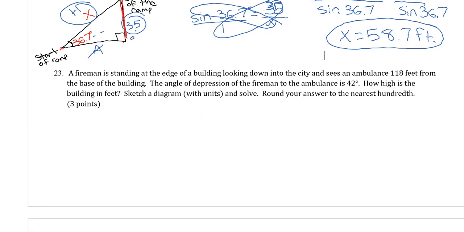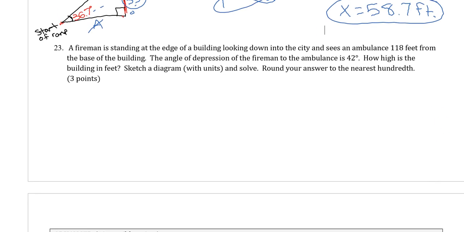A fireman is standing at the edge of a building looking down into the city and sees an ambulance 118 feet from the base of the building. The angle of depression of the fireman to the ambulance is 42 degrees. How high is the building in feet?